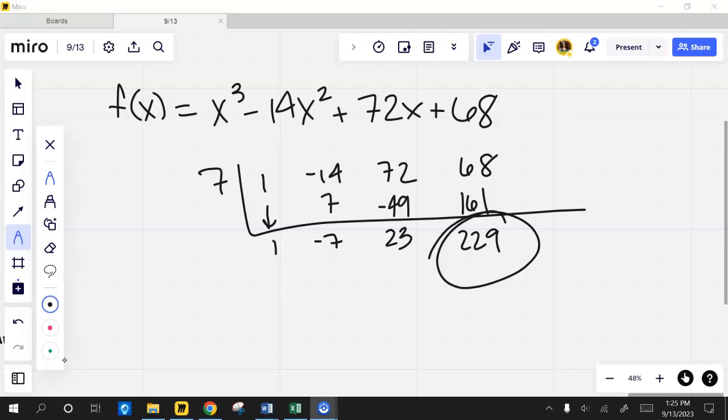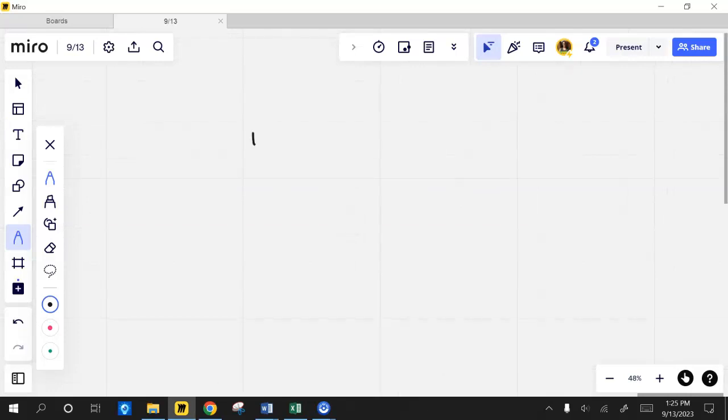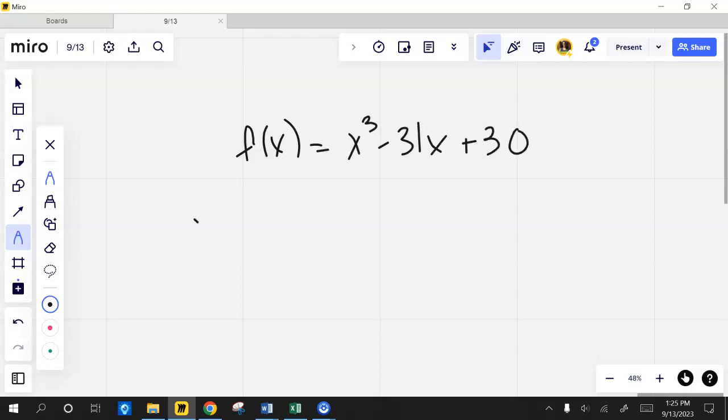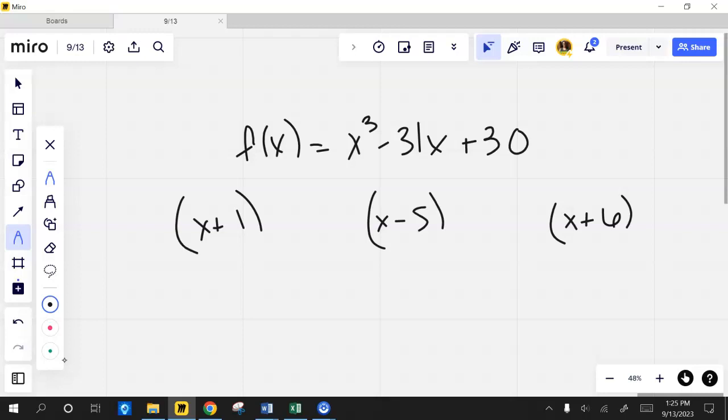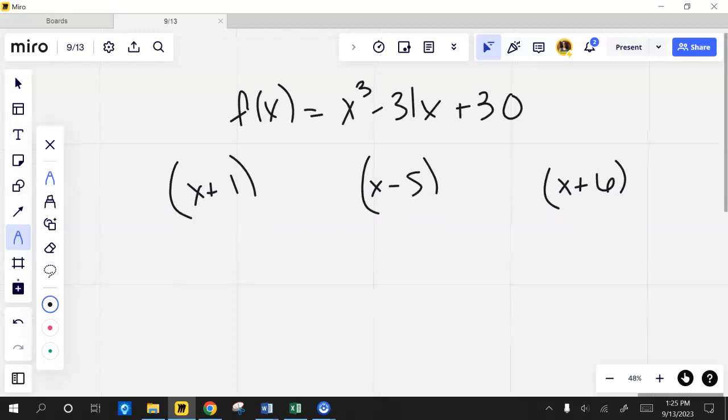This is the factor theorem, by the way, and you already know it. If I gave you a polynomial, like let's say f of x equals x cubed minus 31x plus 30, and I gave you x plus 1, x minus 5, and x plus 6, and I said which ones are factors, what could you do? Divide by one of them, right? Well, I would start with 1. You might get one of these answers whenever you divide. But dividing by a factor with a remainder of 0 means it was a factor.